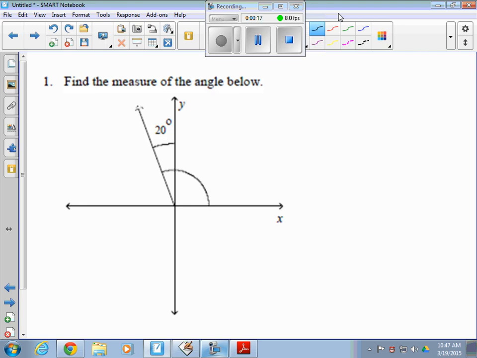It shows you that this mark here is 20 degrees from the y-axis. So you're looking for the entire angle. What it is, is 90 degrees plus 20. So that angle is 110 degrees.